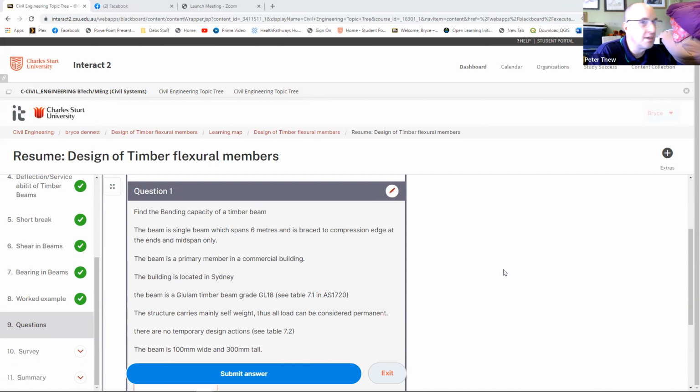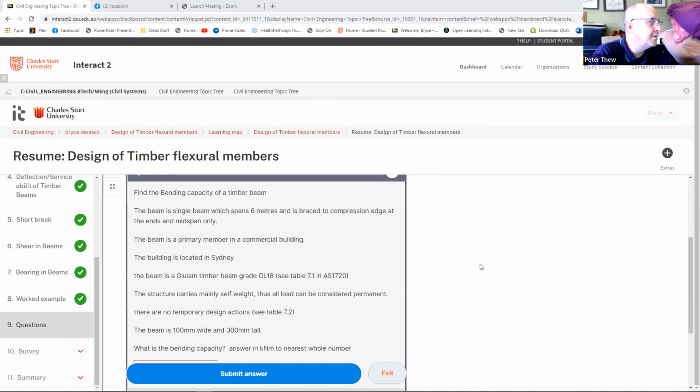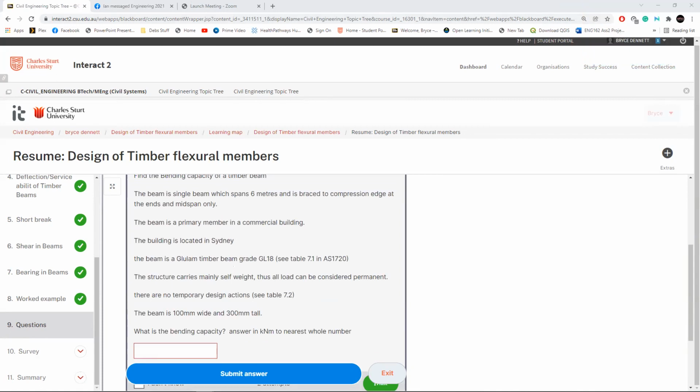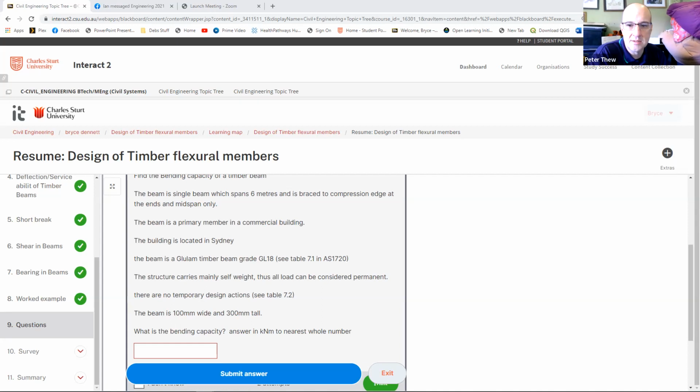Can you look at the table and see which situation we're using? We're using number 1, yes, because I've said it's braced to the compression edge at the ends and midspan only. So if it spans 6 meters, can you stop screen sharing?